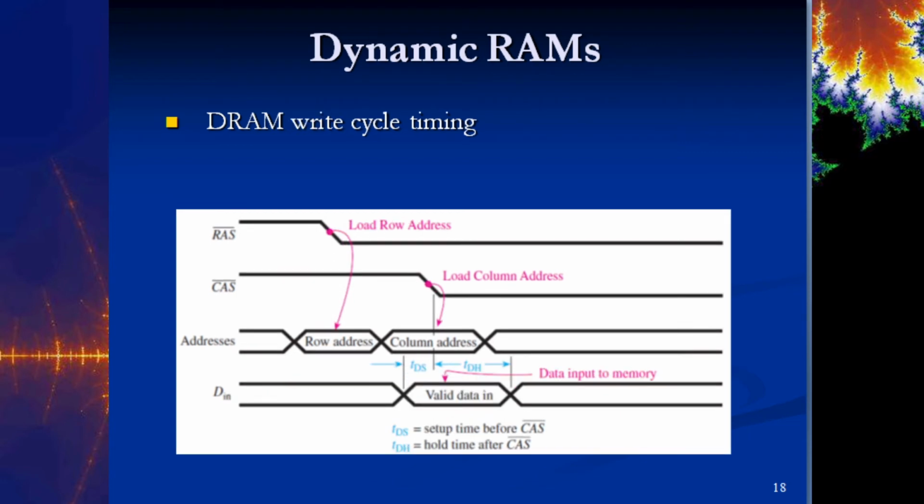So if we're talking about the write cycle, okay, same thing. We have to have a row address strobe hit first. That'll load in from the row part of the address, then the column part of the address with the column address strobe, and then we have valid data in. We have to have a setup time and we have to have a hold time again.